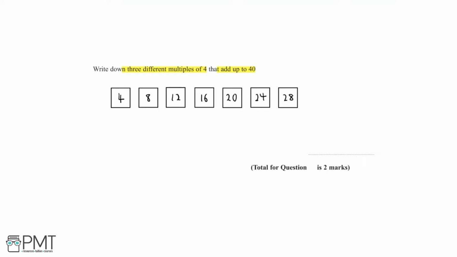So let's take a look at some of the different possibilities that we might have. We could have 8 plus 12 plus 20, which add up to 40. Or we could have 4 plus 8 plus 28, which add up to 40. We could have 4 plus 12 plus 24, which add up to 40. Or we could have 4 plus 16 plus 20, which add up to 40.